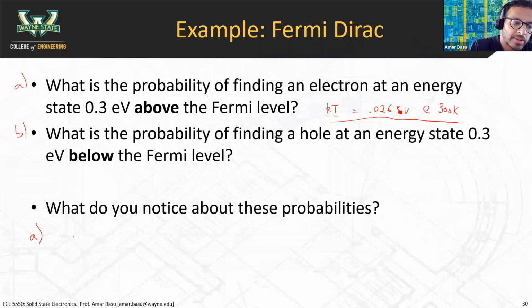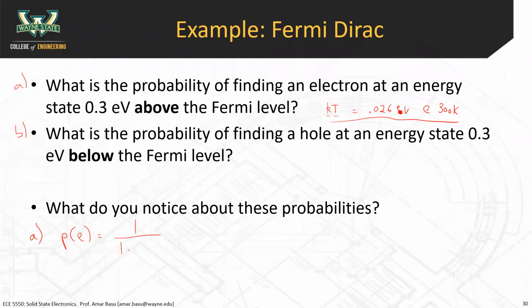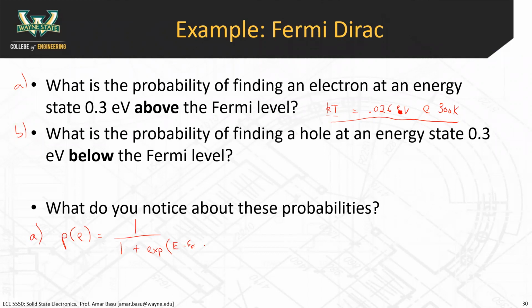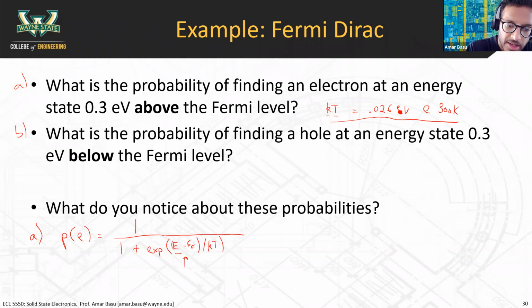So we'll do part A down here. The probability of finding an electron, Ali, you can help me out here, is equal to 1 over 1 plus e to the exponential of (E minus EF) over kT. Yep. So for E minus EF, I put 0.3. Yeah, that's the key step here.